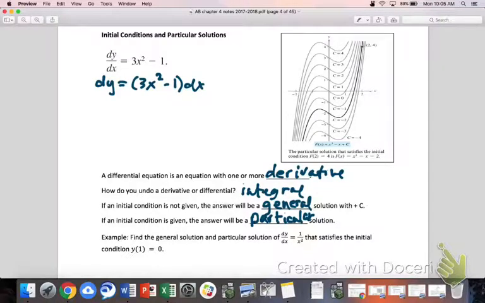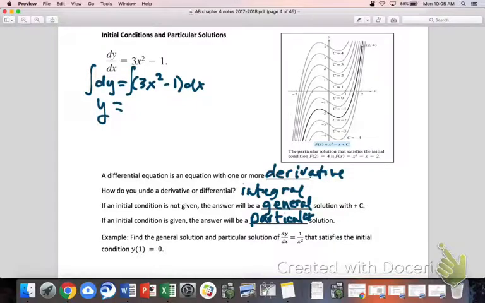Once you've separated the variables, remember that we undo a differential with an antiderivative, the tall, skinny s. So I'm going to do the tall, skinny s to both sides. What is the antiderivative of dy? It's just y. So it'd be y equals.